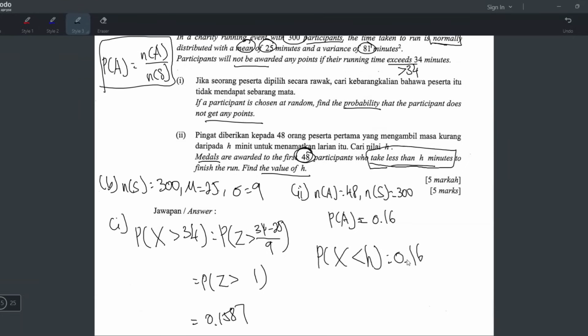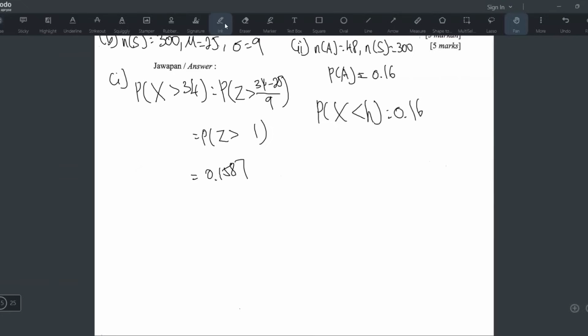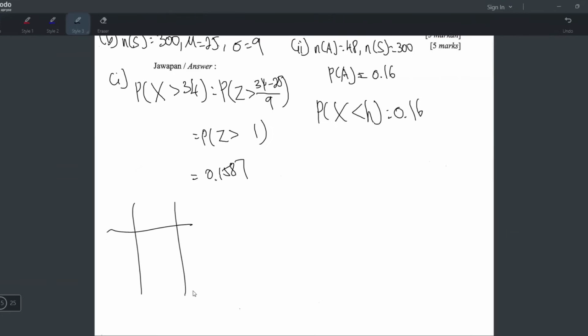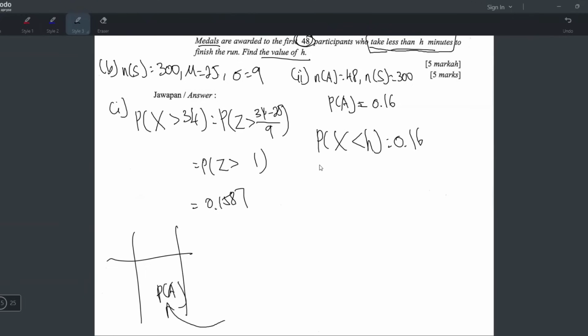But later when you read the table, you have to read from the inside already. Why? Because in this question you have the probability. The 0.16 is the probability, and you're trying to get the Z value. That's why you have to read from the inside, not like just now, where you read from the outside. But before that, you have to change to Z value, and make sure it's Z bigger positive first. So Z smaller than (H minus mean 25) over standard deviation equals 0.16.